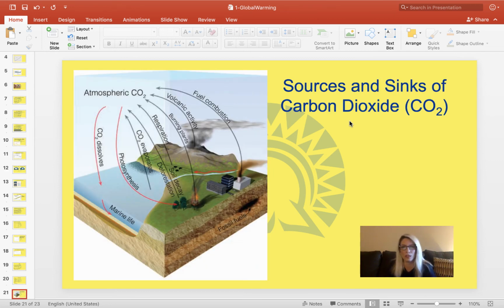Now, here's a nice little depiction of the sources and sinks of carbon dioxide. You can see the fuel combustion is putting it in, the volcanic activity, burning plants and respiration, soil decay. CO2 can evaporate too out of the oceans. The ocean actually is a large store of CO2. But we can also have it dissolve out of the air and go into the marine life, and then photosynthesis actually is going to take it out as well.